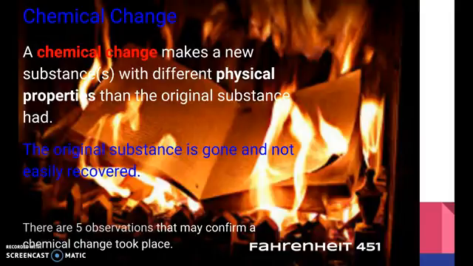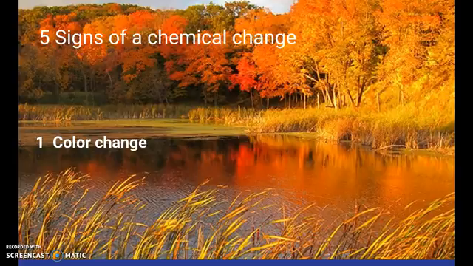There are 5 observations that we can look for to see if a chemical change took place. I believe your book reference is 4, so we're going to add one more. The first one, in this beautiful scene of a Minnesota fall, is color change. All of those leaves changing from green to crimson and gold and orange are all indications that the chemicals inside those leaves are changing, and therefore the leaves are undergoing a chemical change.